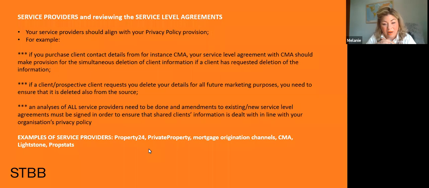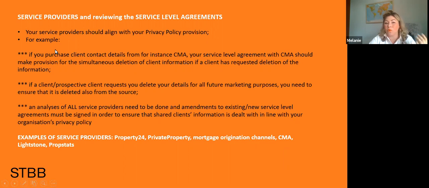If we are going to share a client, which we do, from Property 24 to CMA to STBB to your estate agency to the mortgage origination, then 5 service suppliers, which are all accountable to the particular party in terms of the information privacy. So we all have to have the same alignment in terms of our policies. So we can't have one of the 5 service suppliers keep the information forever and use it, where the other 4 clearly have a policy in place regarding that. So your service provider should align with your policy.